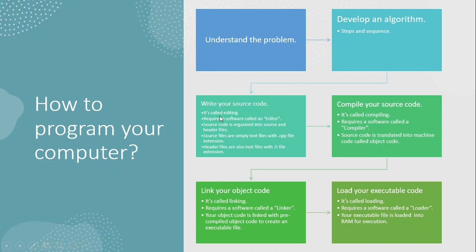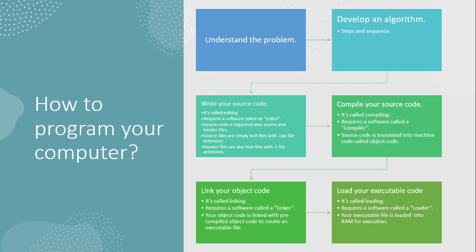Now, writing your source code, this process is called editing. We have talked about it before, and in your handout for the first lab we have explained it in pretty much detail, but let us repeat it again. So you write your source code. This process is called editing. In order to write your source code and make changes to it, you need a software called an editor.